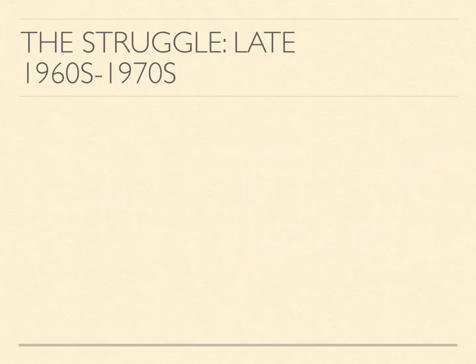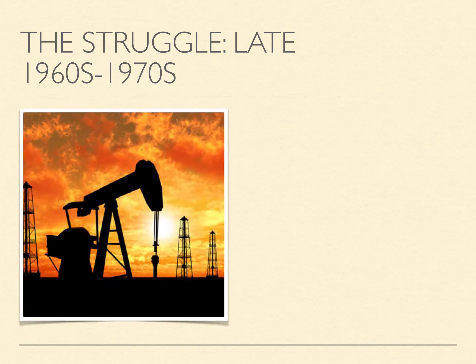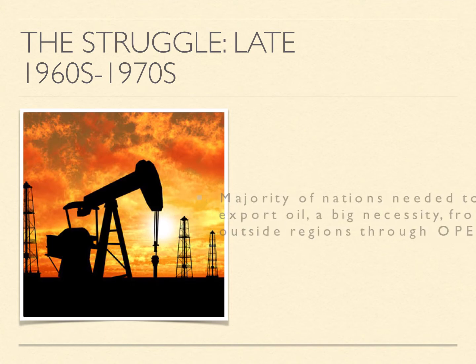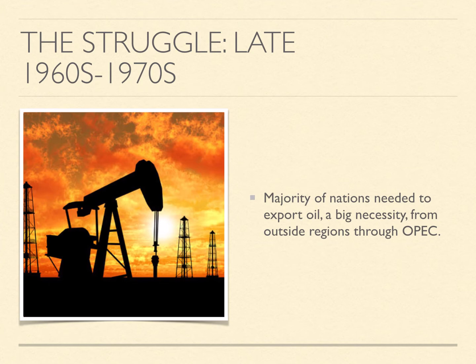So in the late 1960s through 1970s, a major event in world history took place. This came to be known as the oil crisis. During this crisis, a majority of nations needed to import oil, a big necessity, from outside regions, and the only way to get this oil was through OPEC.